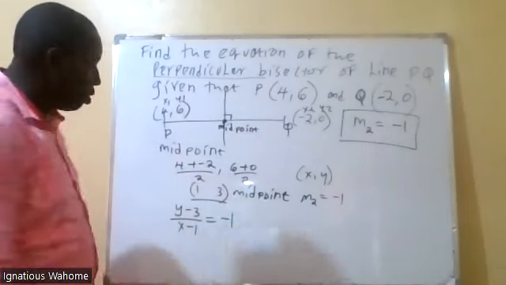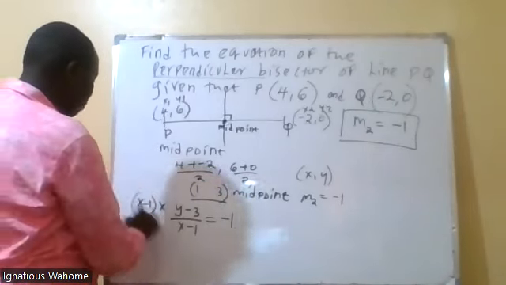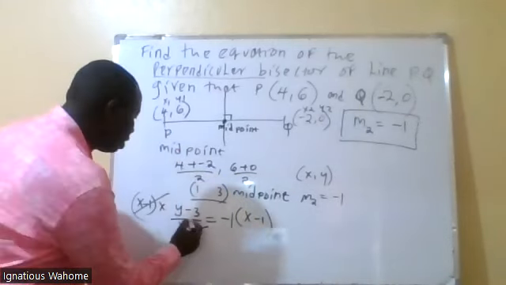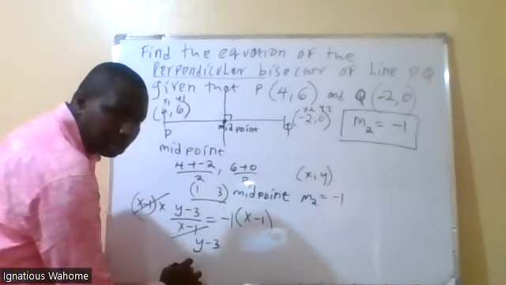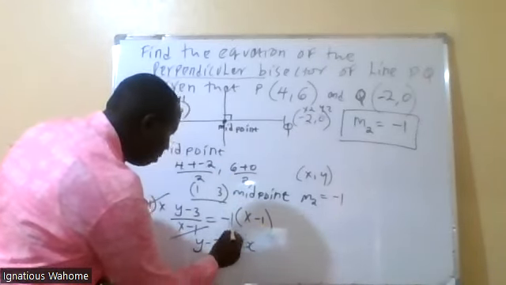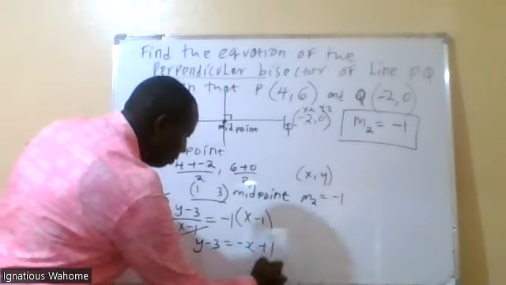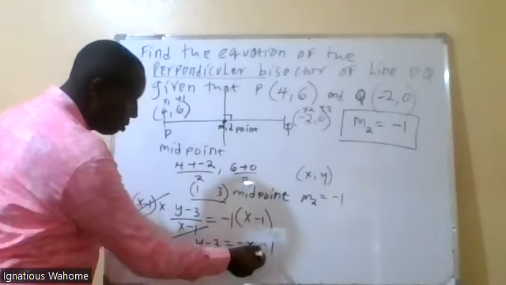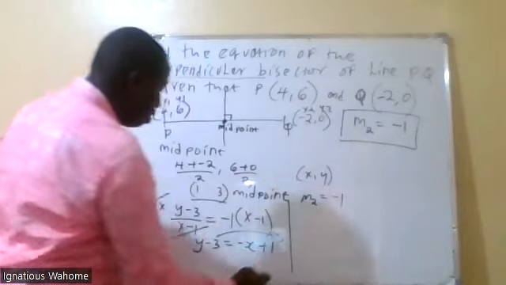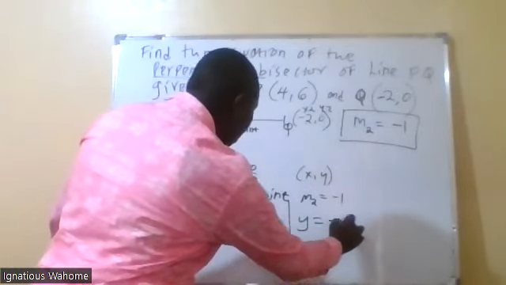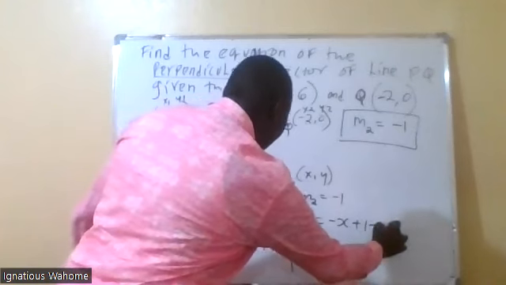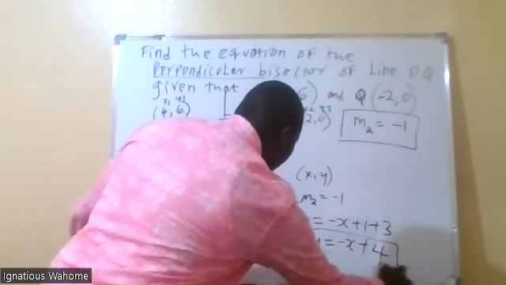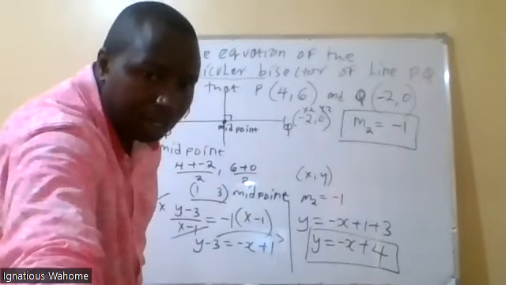Next step, multiply both sides by x minus 1. Cancel this and this. So therefore, you get y minus 3 is equal to minus (x minus 1). That's plus 1. This minus 3 was minus, so it becomes plus. Take this on this side. So you get y is equal to -x plus 1 plus 3. Y is equal to minus x plus 4. And that is the equation.